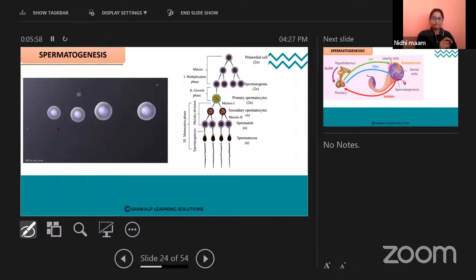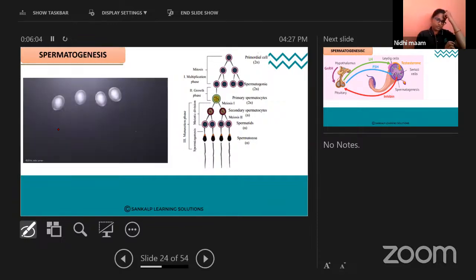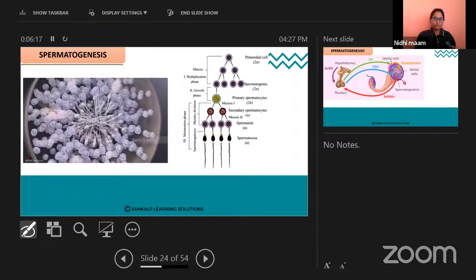These spermatids will change in structure. You can see there is a formation of the acrosome, head and tail. This process is called spermiogenesis.